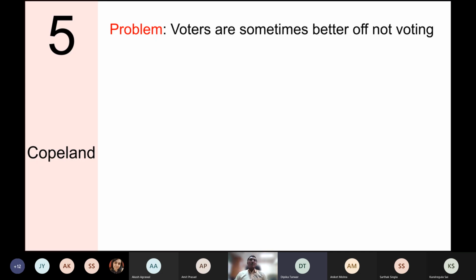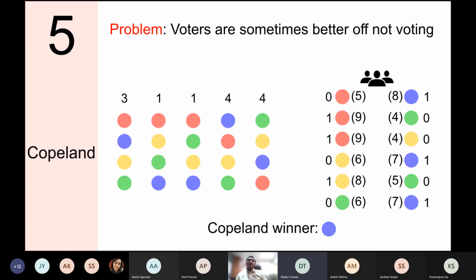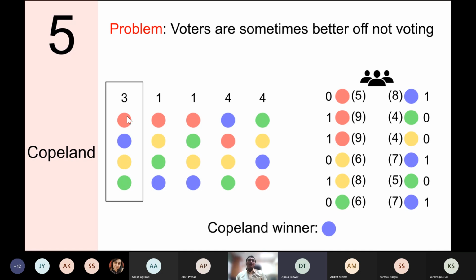I have been pointing out problems of all voting rules, so why leave Copeland? One of the problems of Copeland is that sometimes voters are better off by not voting. Here's the example that we just saw a moment ago. Blue was the one winning the Copeland election. Now look at these 3 voters here. They are not very happy because their second favorite candidate is winning, not their favorite.